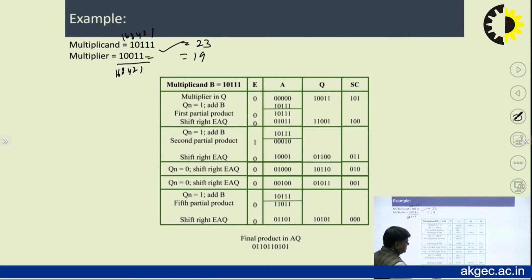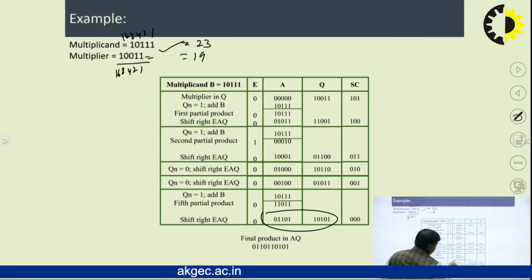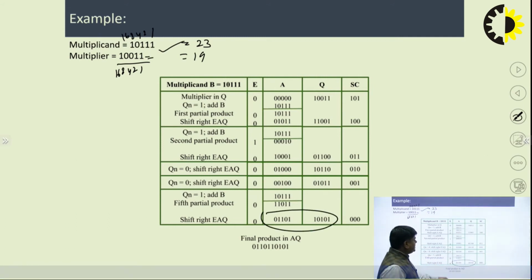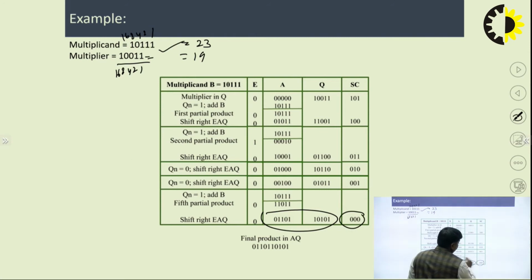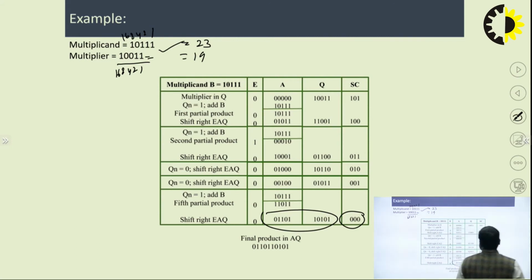And here is the result, computed when SC is equal to 0. When SC is equal to 0, then end the process, and the result is stored in A and Q. Okay. Now here we draw the flow chart again.